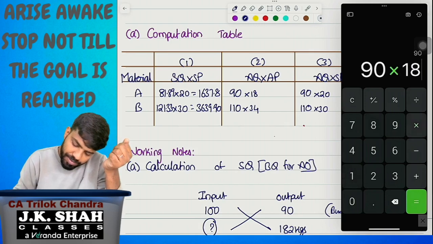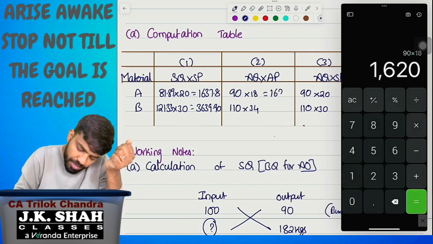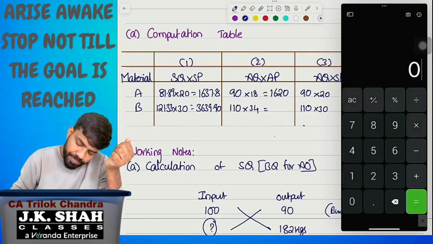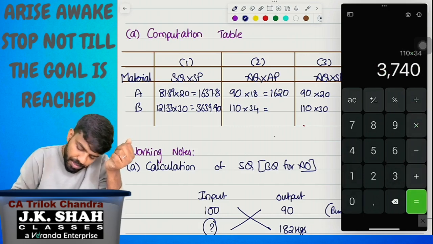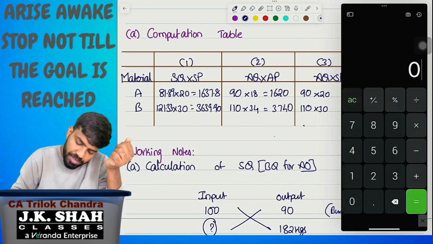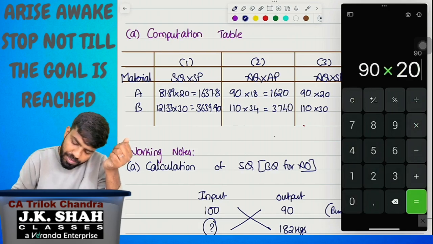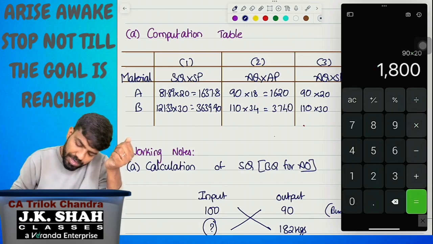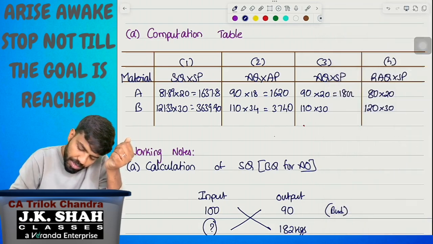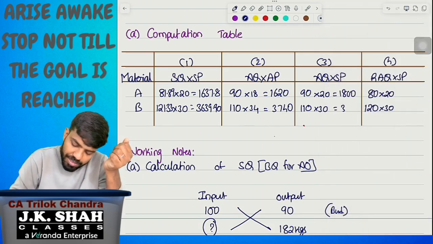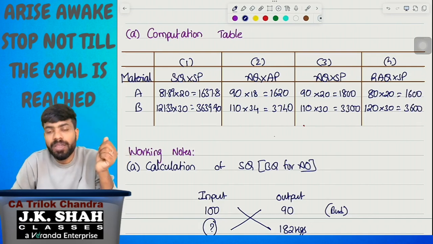90 into 18, 1620. 110 into 34, 3740. 90 into 20, 1800. 110 into 30, 3300. 80 into 20, 1600. 120 into 30, 3600. All of you clear?